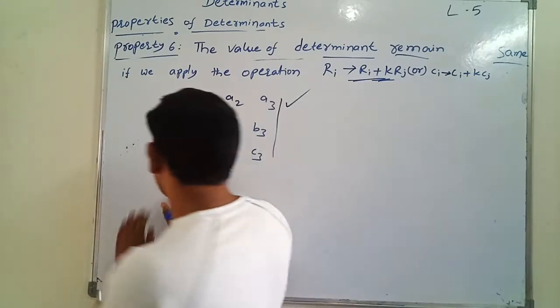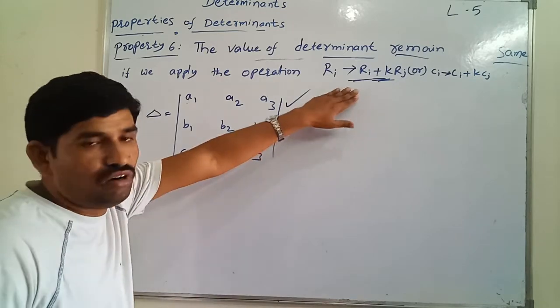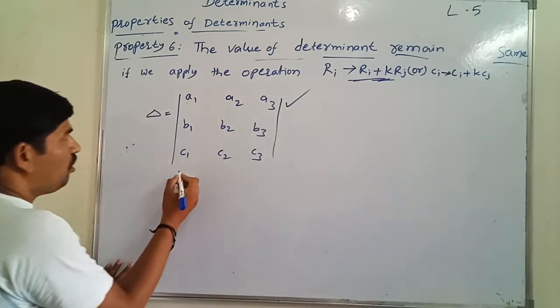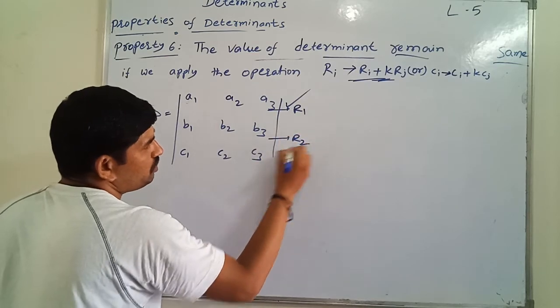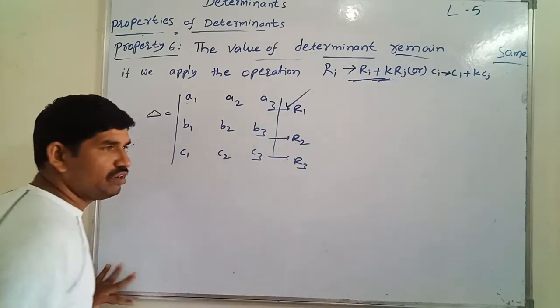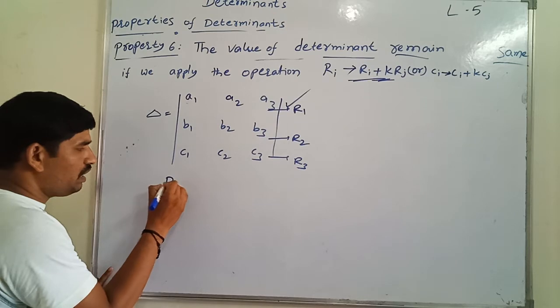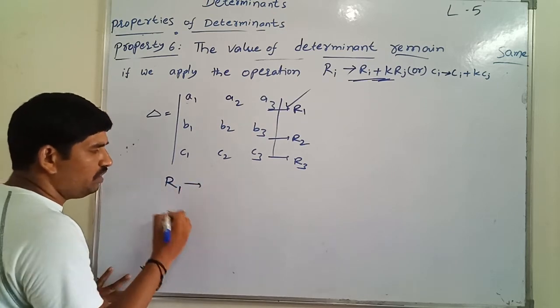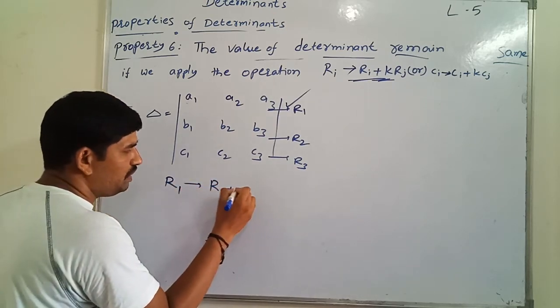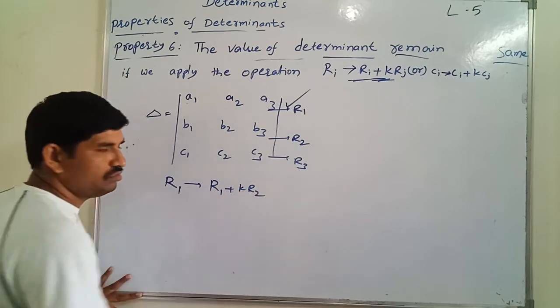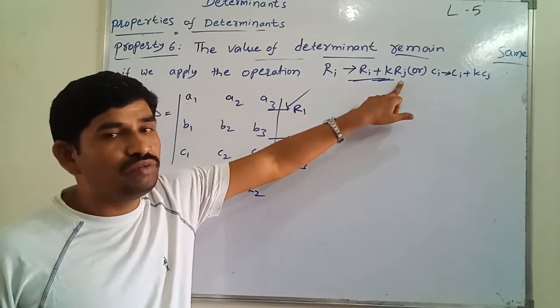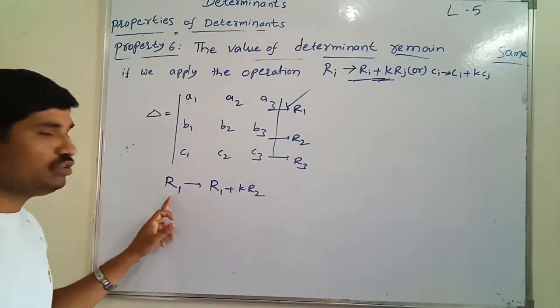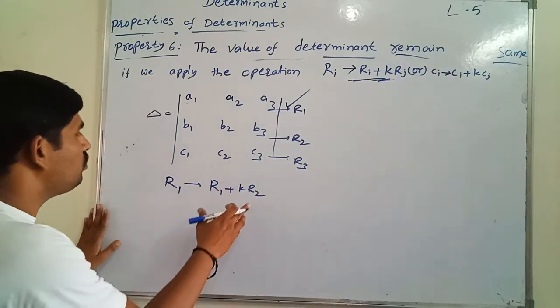Okay, so see, this is the determinant. I am applying the row operation first. So now we can say this is R1. Before applying the row operation, we first have to know the rows: first row, second row, third row. If we apply the operation R1 tends to R1 plus k into R2, that means in place of i we are writing 1, in place of j we are writing 2. That's all. R1 tends to R1 plus k into R2.